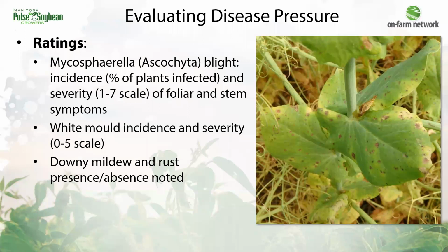Disease ratings were the same as described earlier. We're evaluating Mycosphaerella blight and white mold while making note of downy mildew or rust disease pressure. We're rating both the incidence, or the percent of plants infected, as well as the severity. And these disease ratings are just available from 2019 onwards.